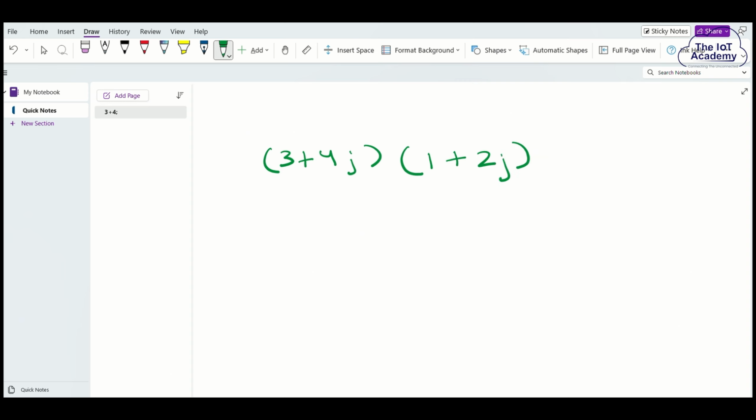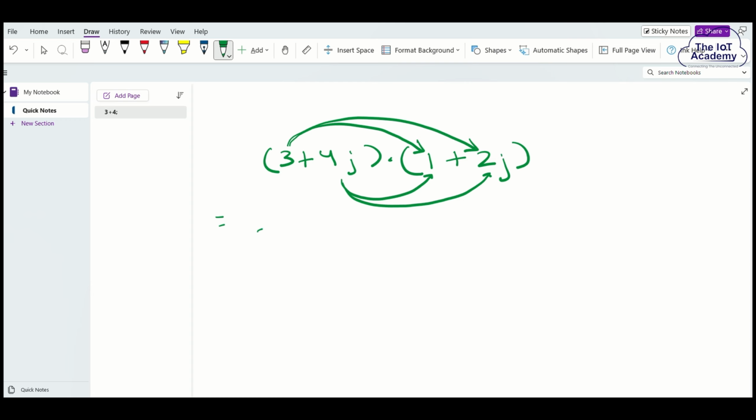Now the way you multiply these numbers, this is your multiplication sign right there, is you multiply 3 by 1, and then you multiply 3 by 2j. Then you do the same thing: 4j gets multiplied by 1, and 4j also gets multiplied by 2j. So you follow this process.